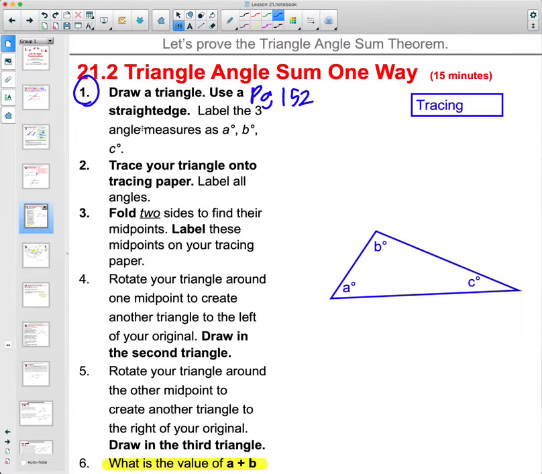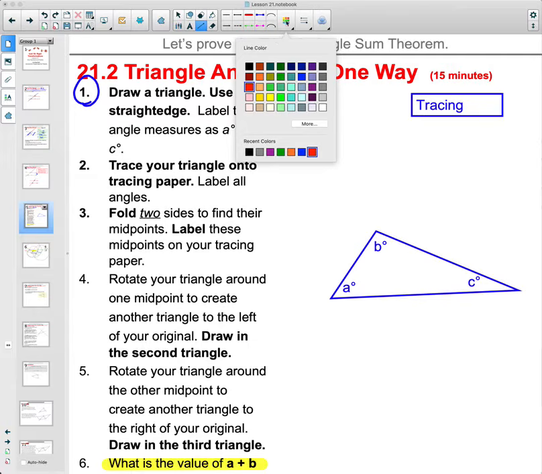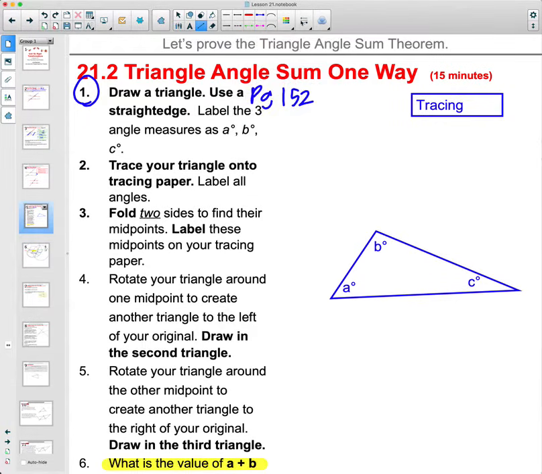Make sure that you use a straight edge. Draw any triangle. This is mine. Then label the 3 angles A, B, C however you want. Your triangle does not have to look like mine. Then on the tracing paper, I need you to trace this triangle onto it, and label the angles exactly the same as they are in your student workbook.